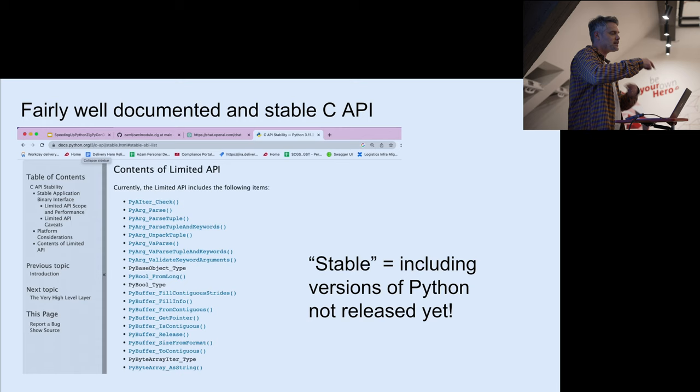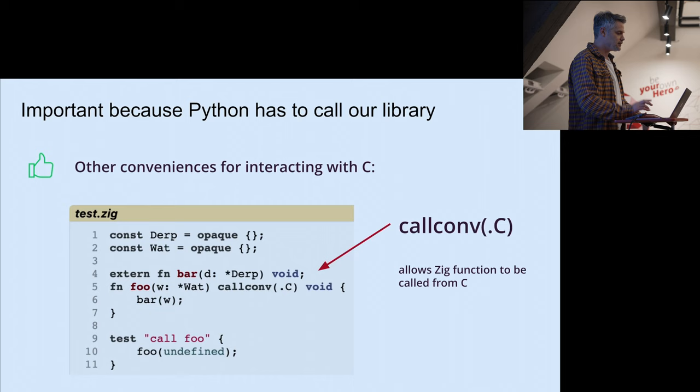So there would never be the library ecosystem there for each new version. By introducing this stable ABI, pre-existing compiled libraries could work with the new version immediately. So the next important feature is that you can declare a function to have a call convention of .c, so that allows the Zig function to be called directly from C, which is obviously essential because Python, which is C, needs to call our Zig library.